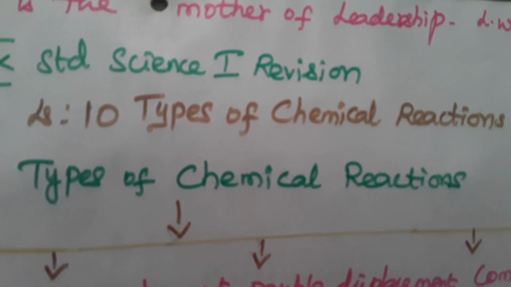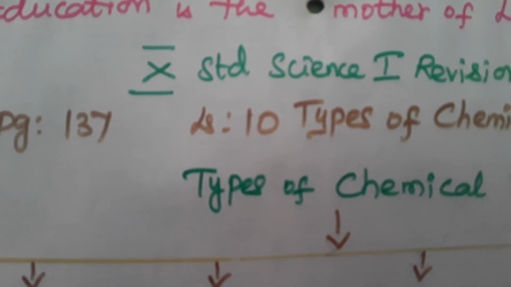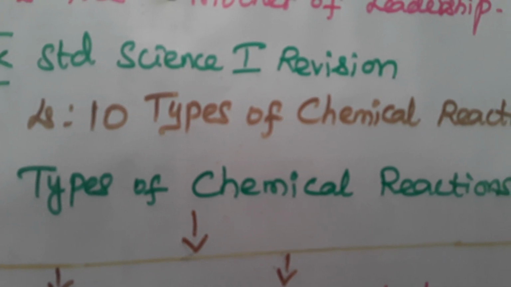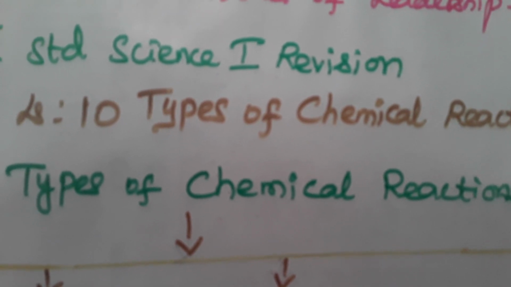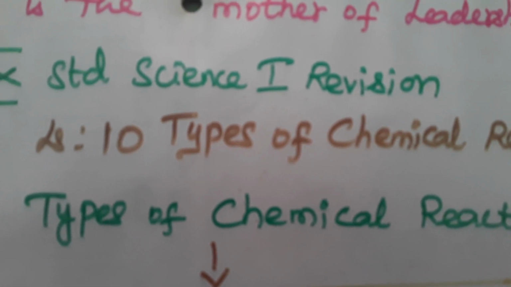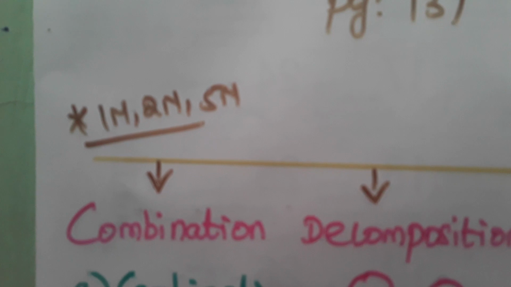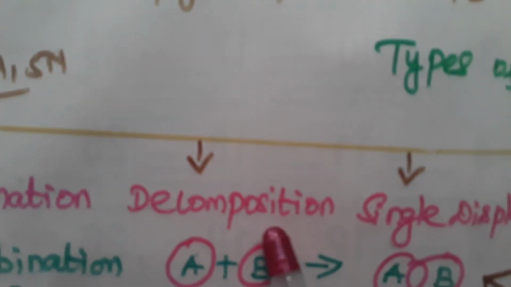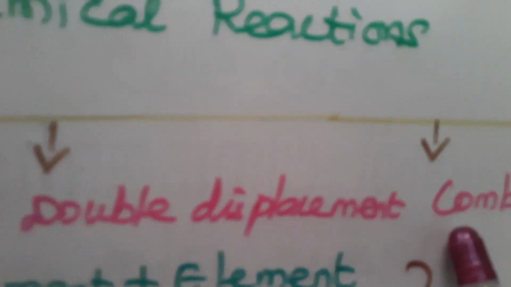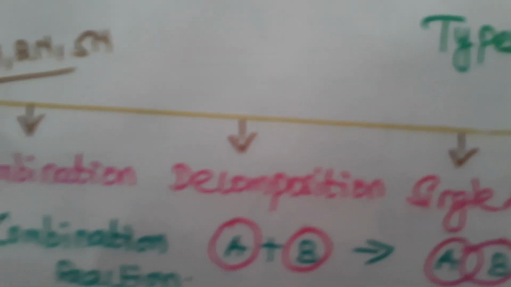Lesson 10, Types of Chemical Reaction, page 137. Students, today we are going to discuss some important topics from this lesson, Types of Chemical Reaction. Based on the nature of the rearrangement of atoms, types of chemical reaction are classified into combination reaction, decomposition reaction, single displacement reaction, double displacement reaction and combustion reaction. Shall we move on one by one?